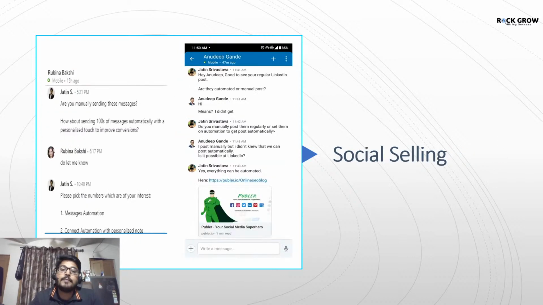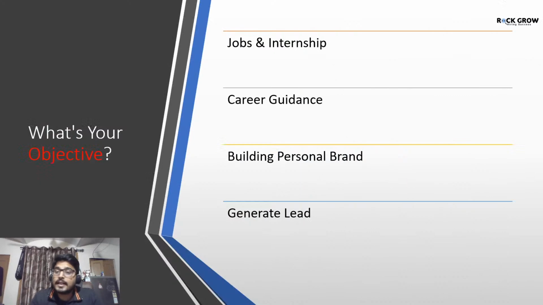You have a startup, you want to sell your services. How to do it? You can do it via the social selling principle of LinkedIn. So in a nutshell, your objective could be anything. It could be in the form of a job, internship, career guidance, building a personal brand, generating leads. LinkedIn is going to be your first choice, or the single stop solution for everything.